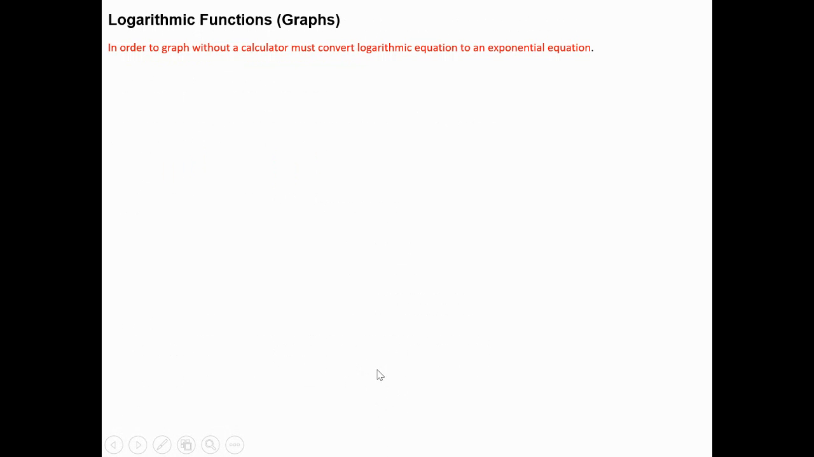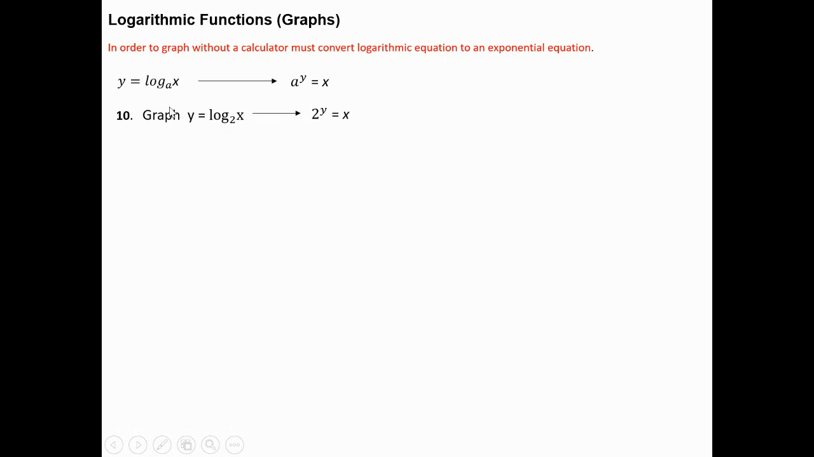Okay, now number 10, we're going to be graphing logarithmic functions. In order to graph without a calculator, you must convert logarithmic equations into an exponential equation, by using the same properties of what we just used. The equation is going to be in logarithmic form, but to graph it by hand, you have to convert it to exponential form. So it's going to go from y equals log base a of x to a to the y power equals x. Okay, example number 10. Graph y equals log base 2 of x.